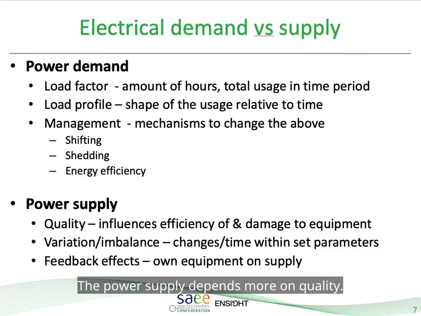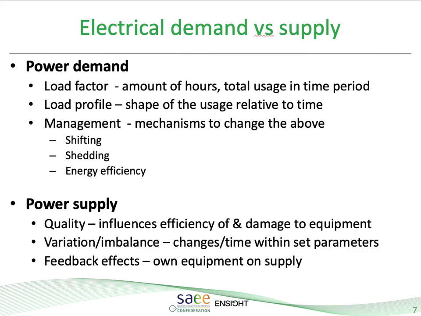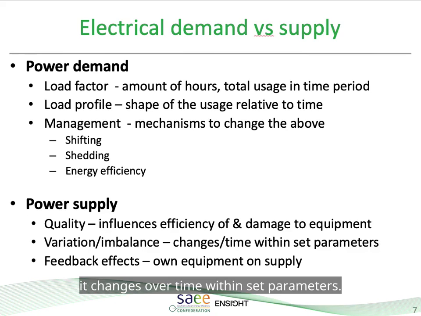The power supply depends more on quality. This influences the efficiency of and damage to equipment. Variation and imbalance, it changes over time within set parameters. And feedback effects, its own equipment on supply.